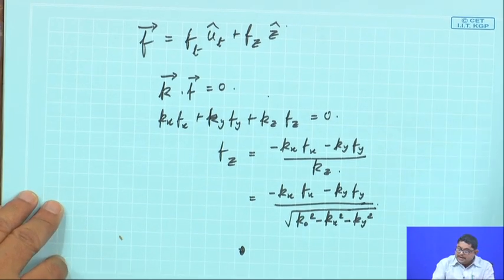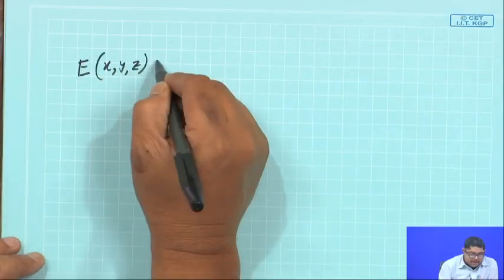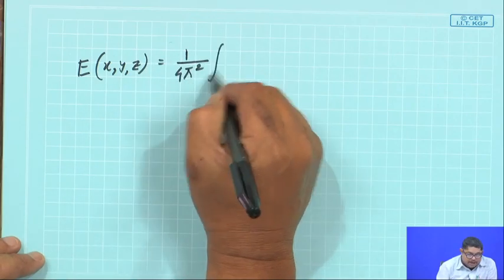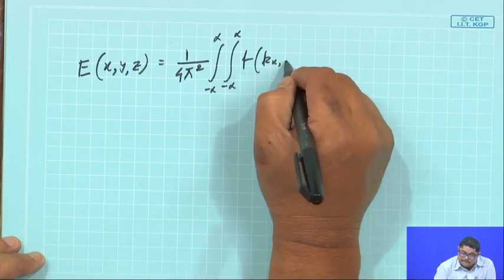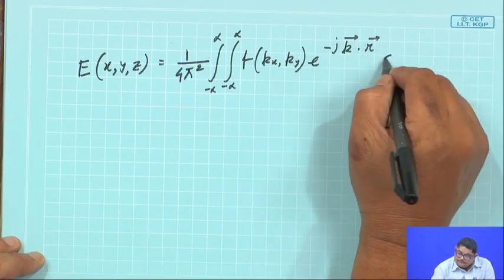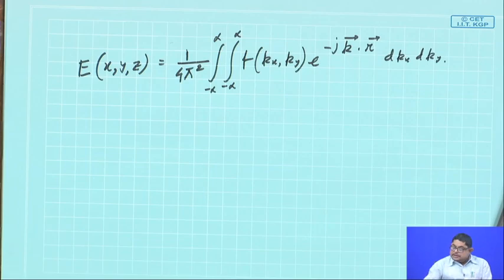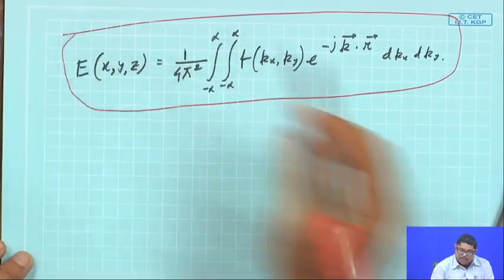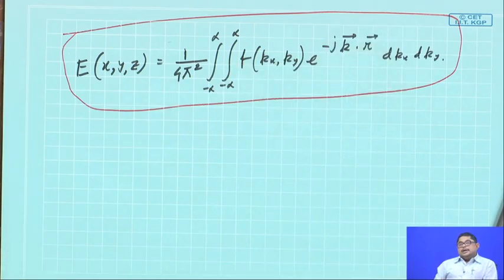Now we can say what is the field. We will say the field E x y z anywhere is equal to 1 by 4 pi square, integral of f. Okay, so this is the solution. If I know the aperture field, I can find f, and then I can find the radiated field everywhere. Now, the question is, as in the case of wire antennas also, can I evaluate this integral?